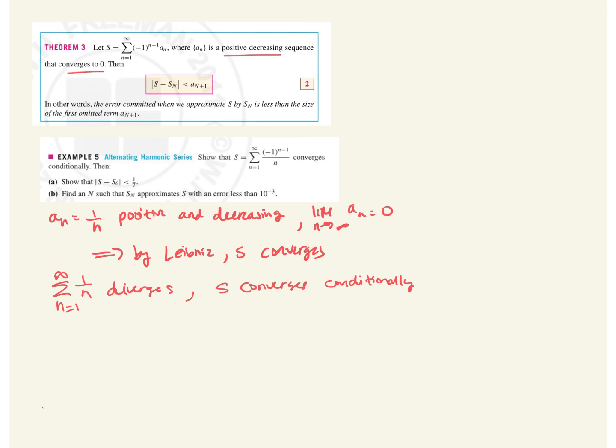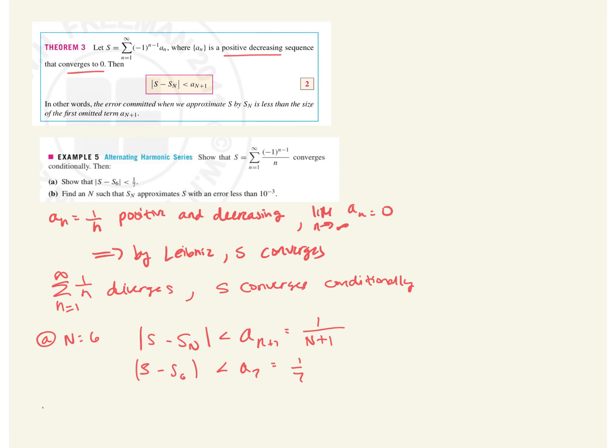All right, so then the next part A, where n equals 6. Right, so we're saying that the absolute value of S minus S sub n is going to be less than a sub n plus 1, which is equivalent to 1 over n plus 1. So we're really saying the absolute value of S minus S sub 6 is going to be less than a sub 7, and a sub 7 is a seventh. Okay, so that's all the work that would be required right there.